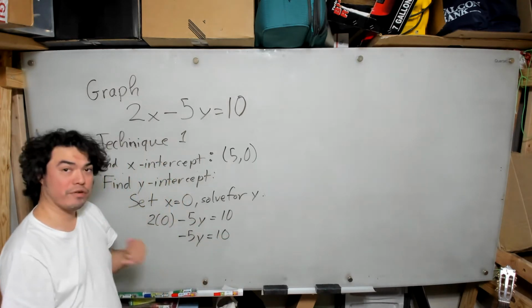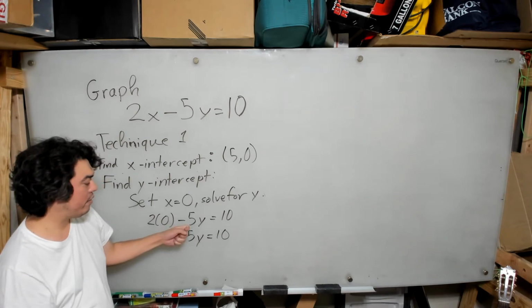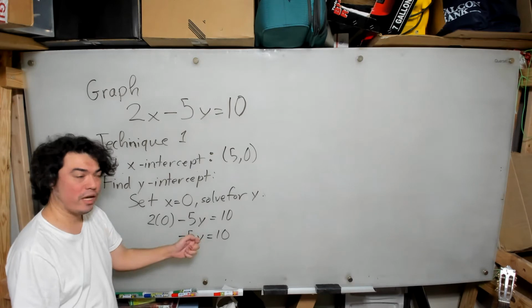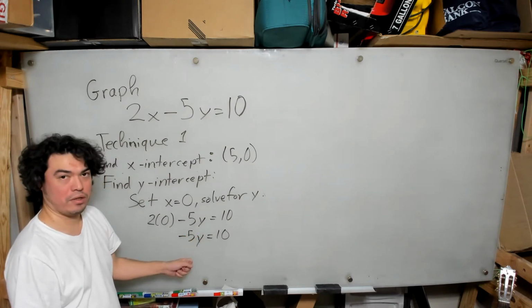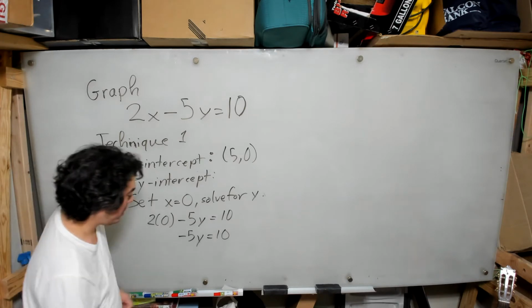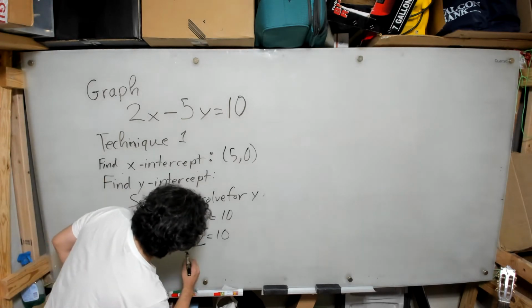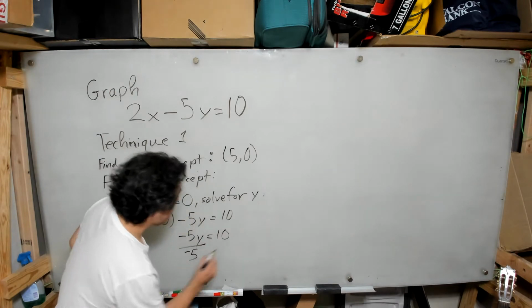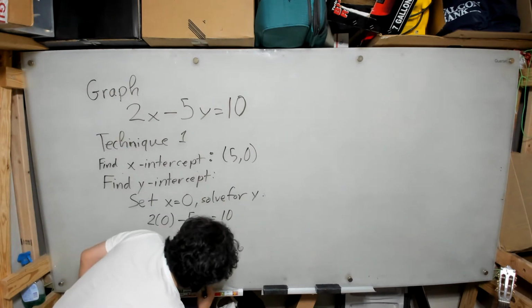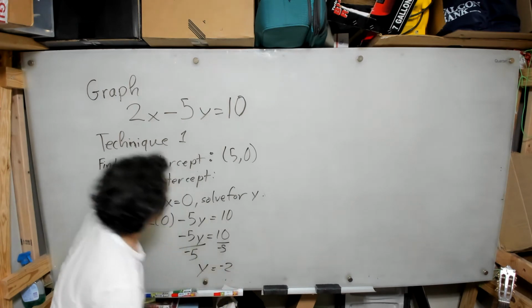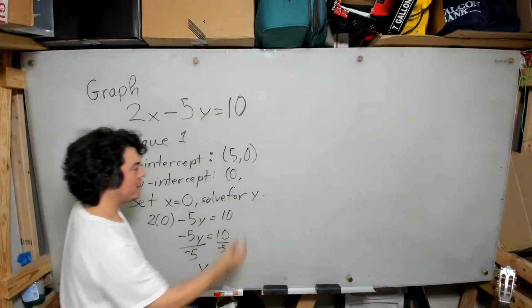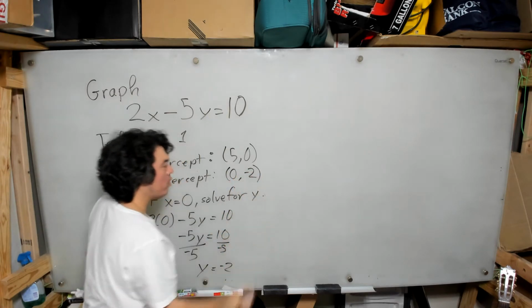I want you guys to observe something. In 2 times 0 minus 5y, it doesn't become 5y. It stays negative. That is a key point. Now I divide by negative 5 to get the y by itself. And I say, aha, my y is going to be negative 2. So if I set x equal to 0, my y is equal to negative 2.